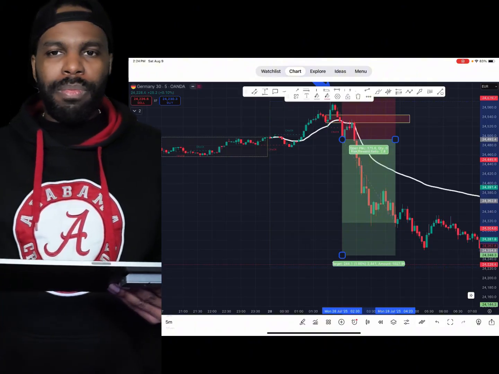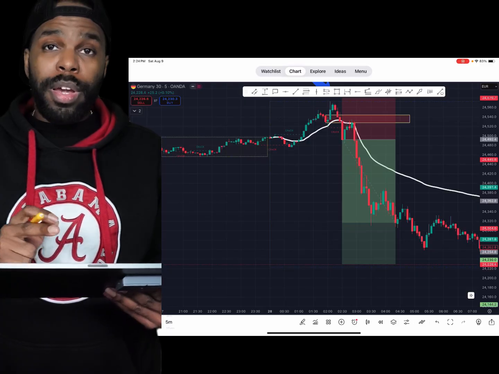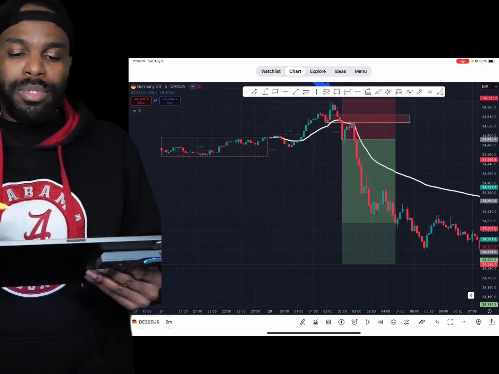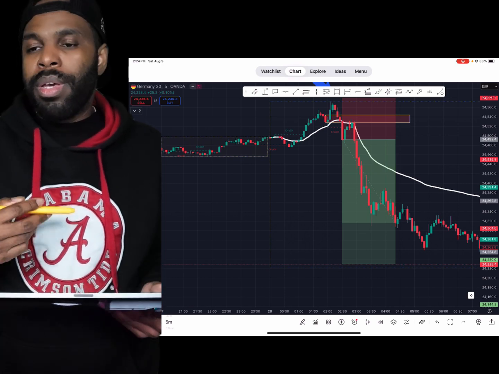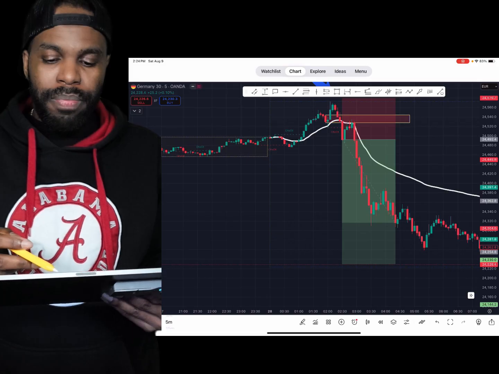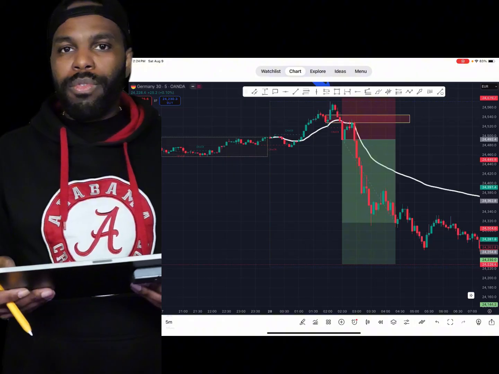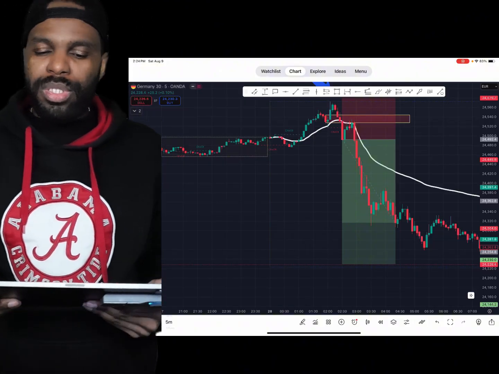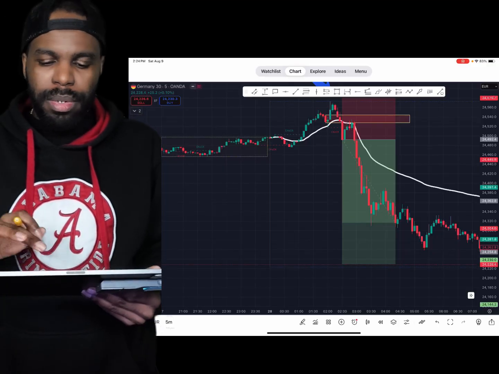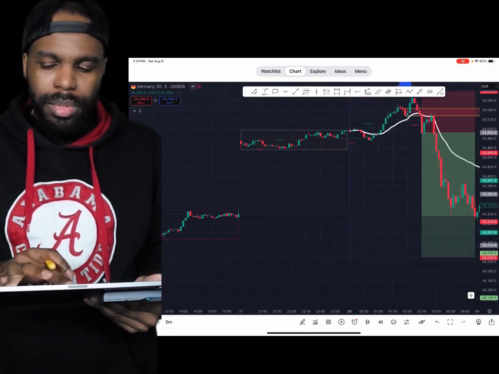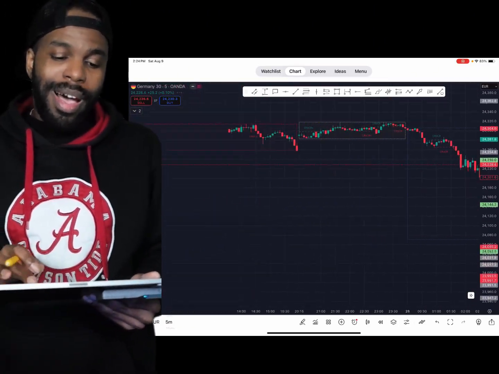As soon as it breaks the breaker block and the VWAP, I'm taking the trade, because sometimes price doesn't come back or retest that VWAP or that breaker block. So if I didn't take the trade there, I could have missed it. So if you don't want to miss, you want to catch the majority of the trades, just take the trade on the break. As soon as it breaks the breaker block and the VWAP, just take the trade. Okay. So that's another win. Okay. That's another win.